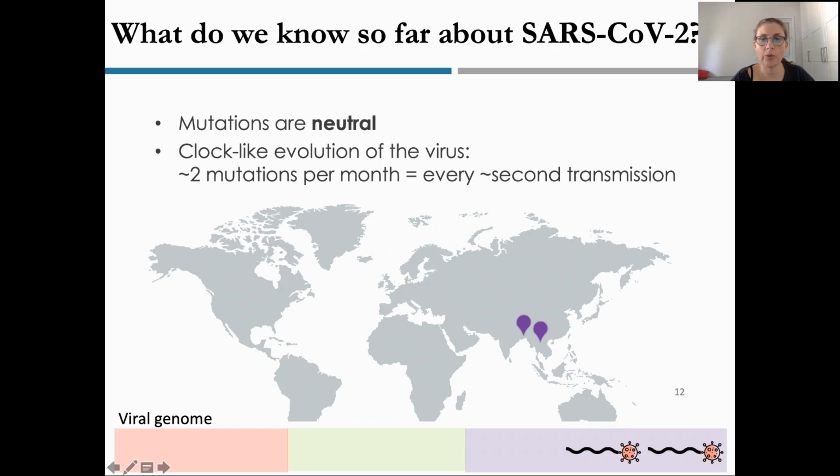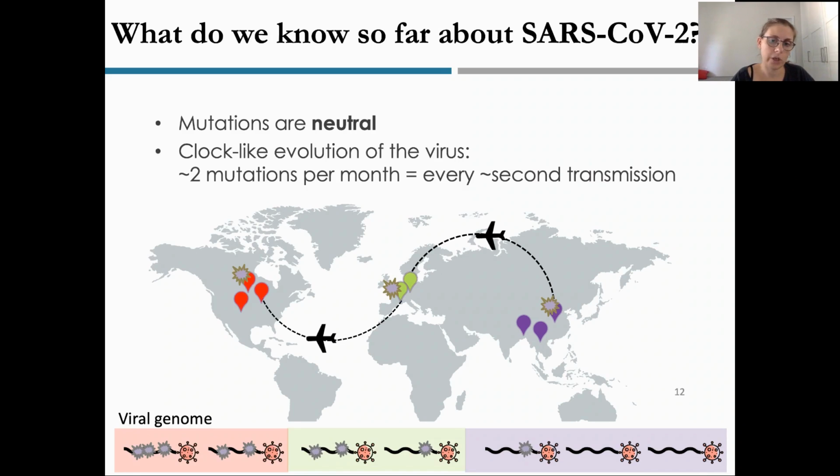Since every second transmission there's a mutation, in the first transmission we don't expect a mutation to occur. In the second transmission, we do expect a mutation to occur. Then just by chance, this person travels to Europe, and we get this virus now spreading in Europe. Again, every second transmission, we see another mutation. Then, just by chance, this person travels to the United States. By now, we have 2 mutations on the viral genome. And then in the second transmission from there, an additional mutation will accumulate. By now, we have 3 mutations in the virus genome.